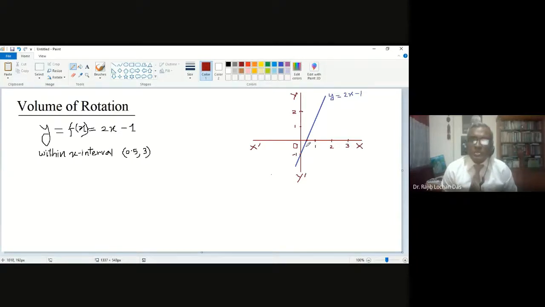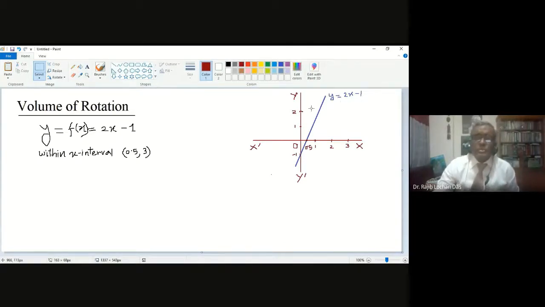The x value is 0.5. So when the x value is 0.5, what will be the y value? You can put it here: 2 into 0.5, minus 1. So it is 1 minus 1, which is 0. So we understand the y value will be 0. So this is the graph of the given function.